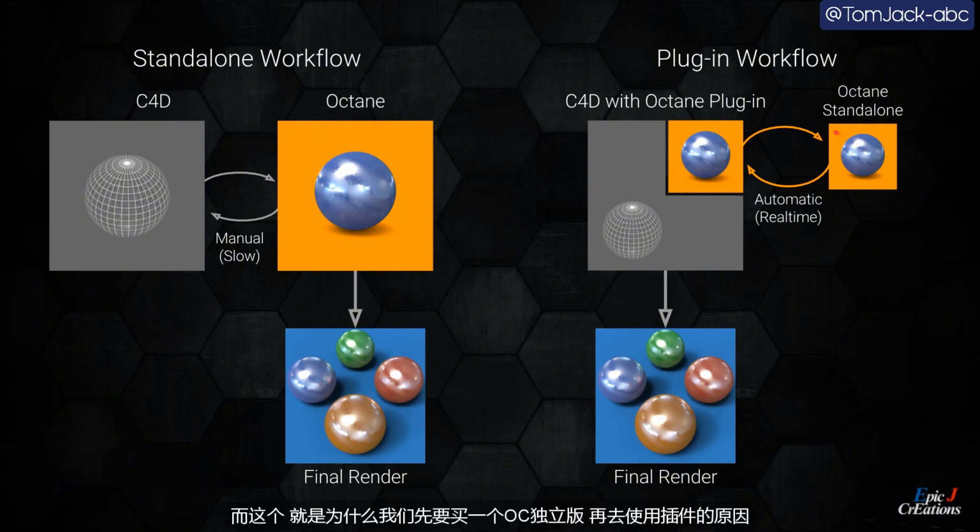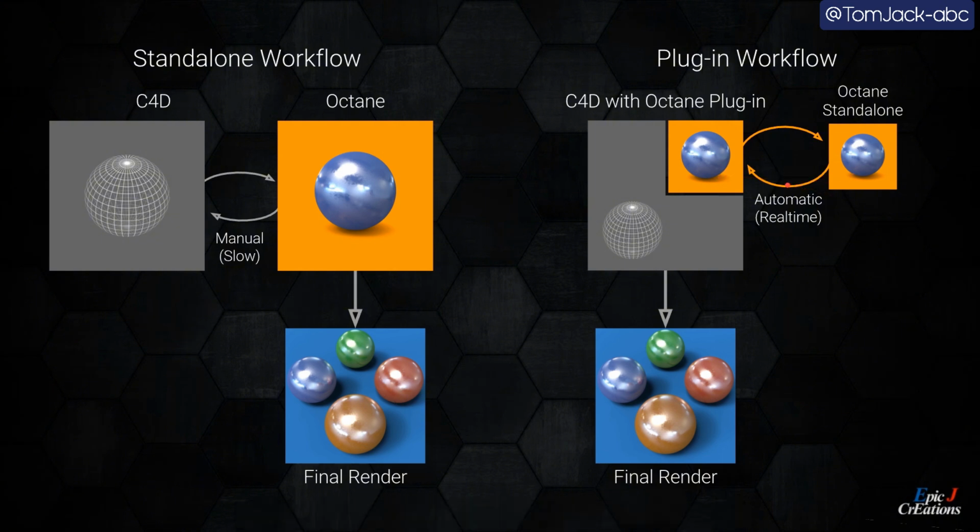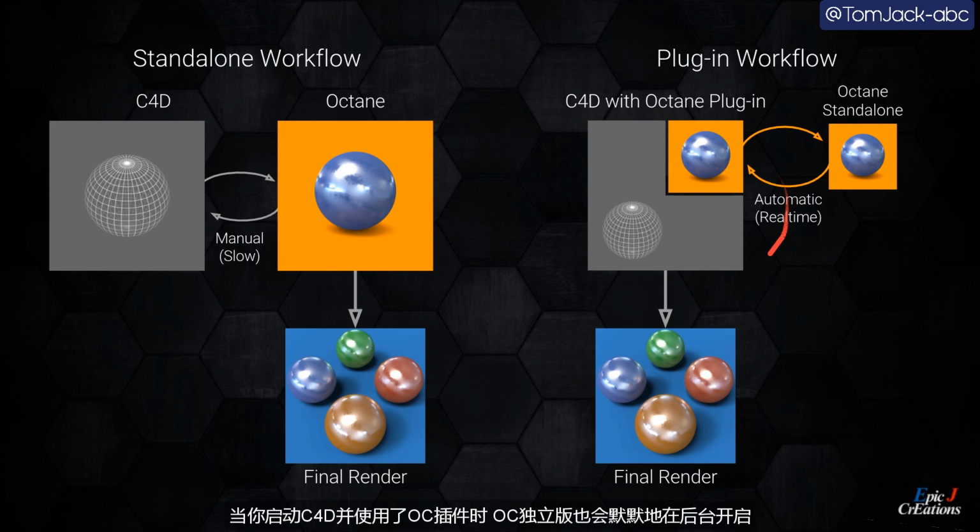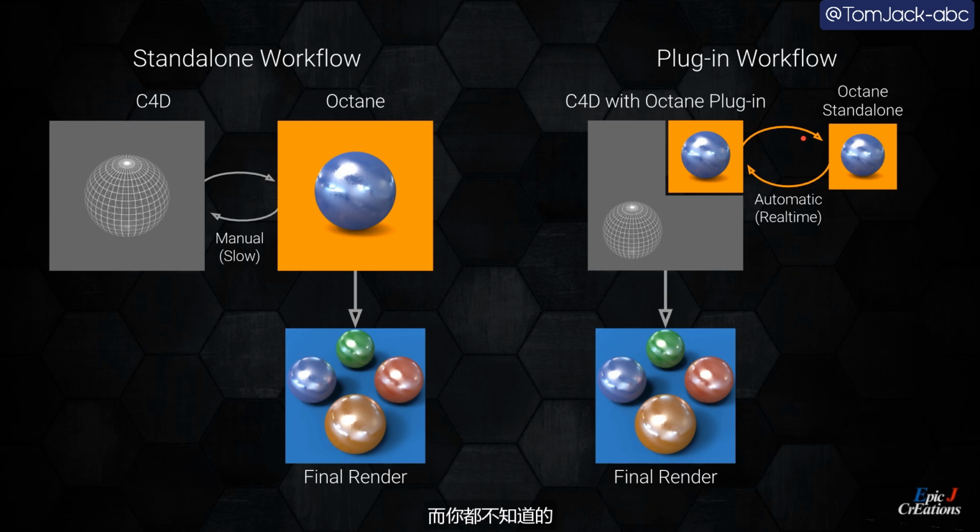As you can see here, this is another good point to show why we must have the standalone version of Octane for it to actually work with our plugin, because the plugin is simply just exporting that out and then bringing it back in. This said though, you don't even know that the standalone application is running. In fact, you do not have to boot it up. You simply just launch Cinema 4D and it'll boot up with the plugin, and Octane standalone will boot up behind closed doors without you even knowing about it.